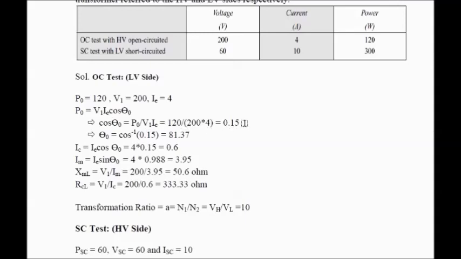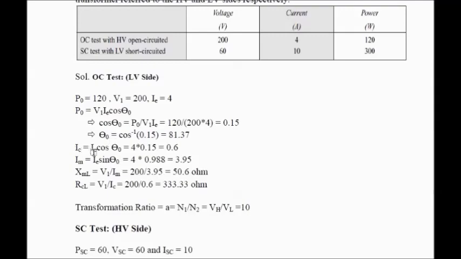This will be 0.15, substituting the values of P0, V1 and IE from here. So we can get theta naught from this. This theta naught is the no load power factor angle.